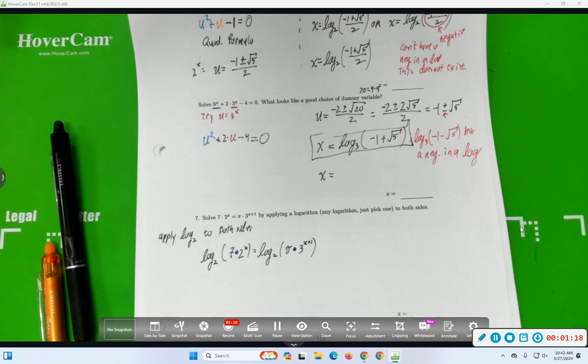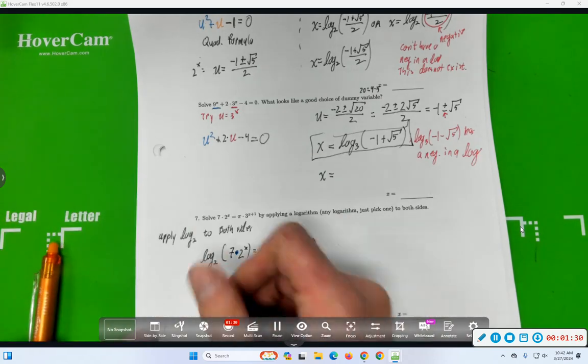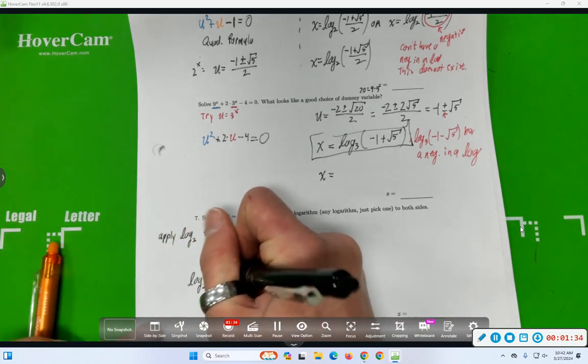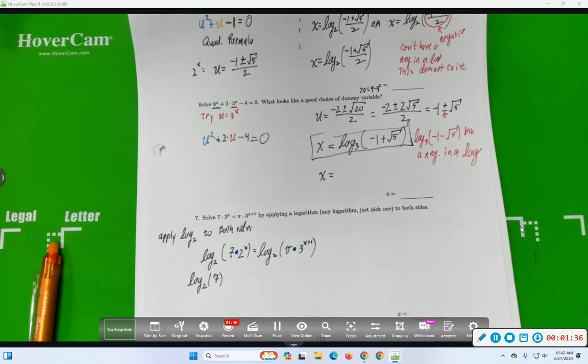I see multiplication inside of those logs. What does multiplication inside of a log become? Addition outside of the logs. So I can rewrite these as the log base 2 of 7. That's just like a number. It's pretty close to 3 because 2 cubed is 8. So it's like 2 point something.